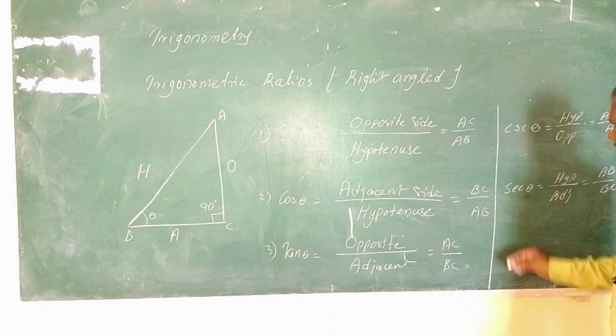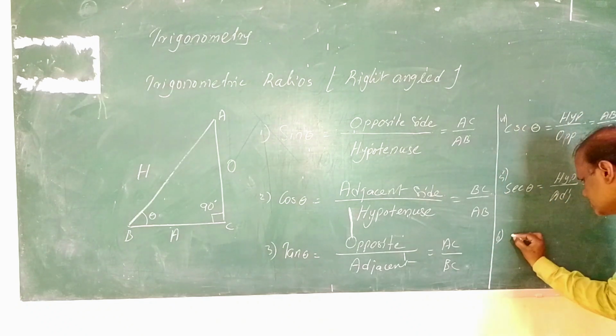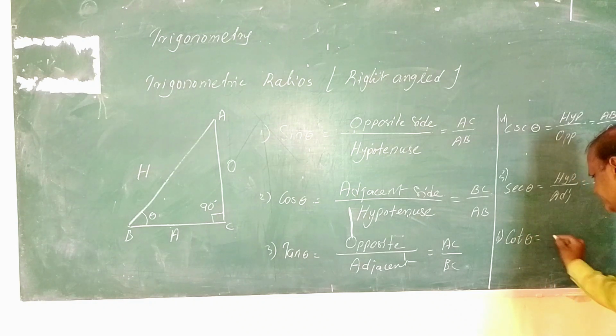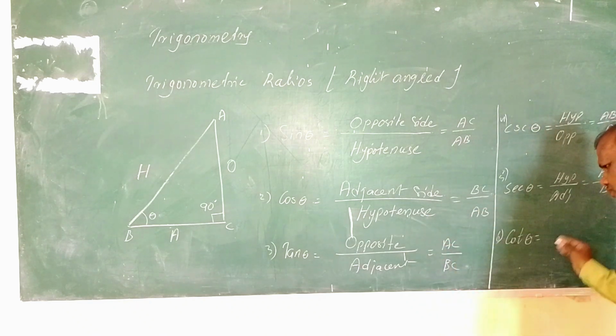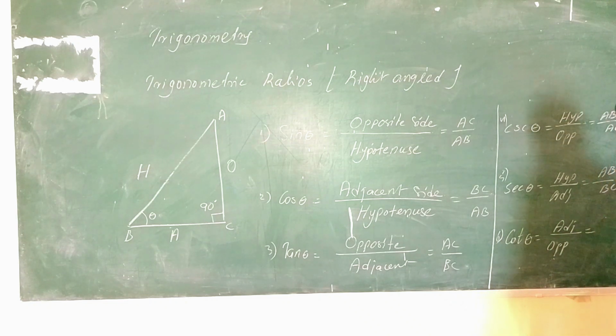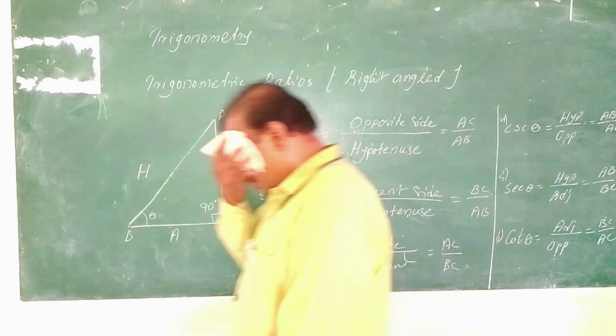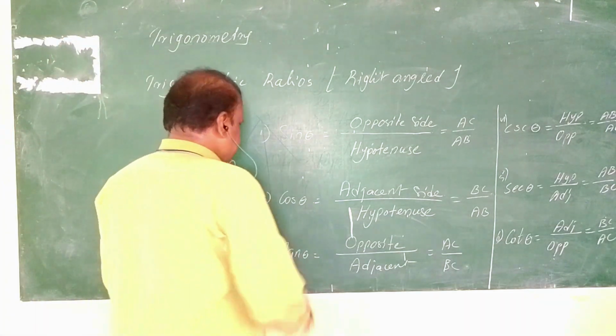Similarly, we have the fourth, fifth, and the sixth one. The sixth ratio is cot theta, which is the reciprocal ratio of tan. That is adjacent divided by opposite side, which is BC divided by AC. So these are the six trigonometric ratios in case of a right angle triangle. You have to remember the definition of all the trigonometric ratios.